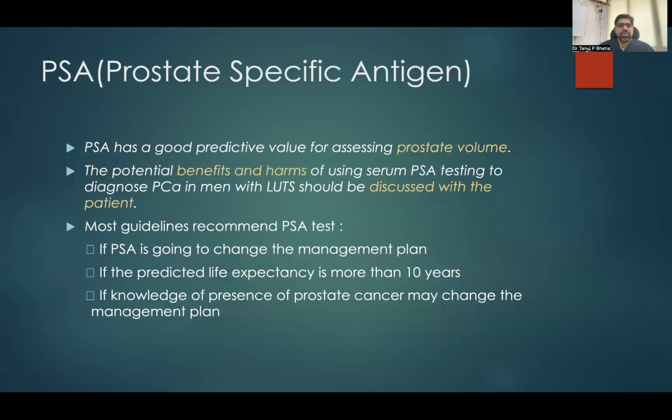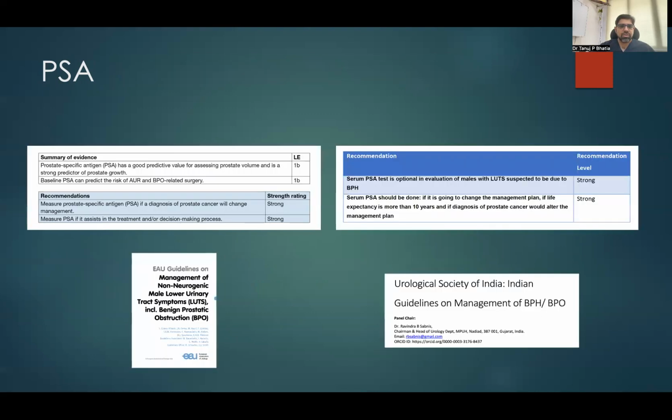Coming to prostate-specific antigen, PSA has a good predictive value for assessing prostate volume. The potential benefits and harms should be discussed with the patient. Only then we should order a PSA test. Most guidelines recommend a PSA test if PSA is going to change the management plan and if the life expectancy of the patient is more than 10 years.